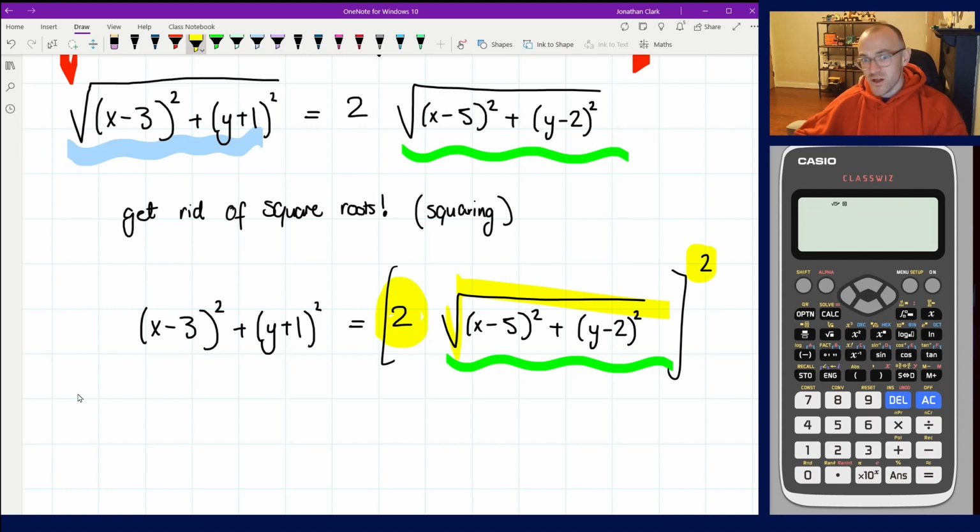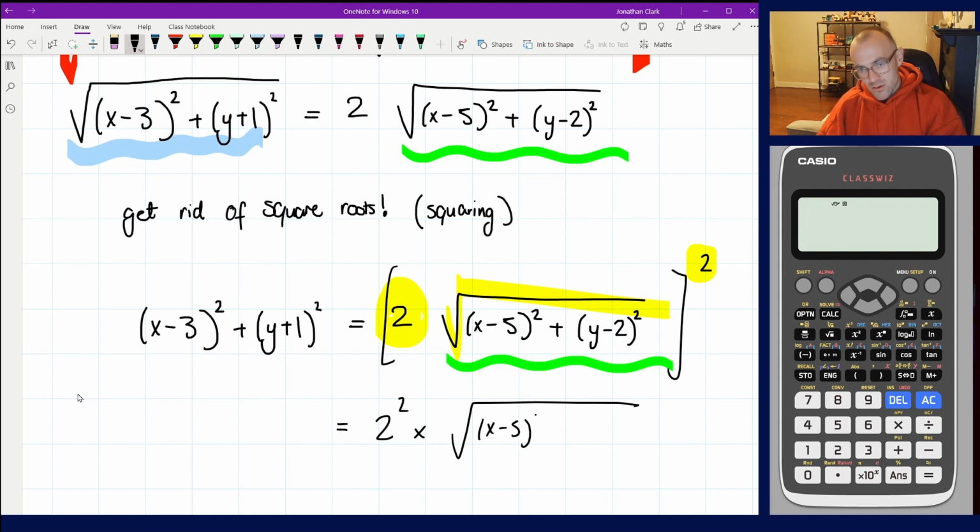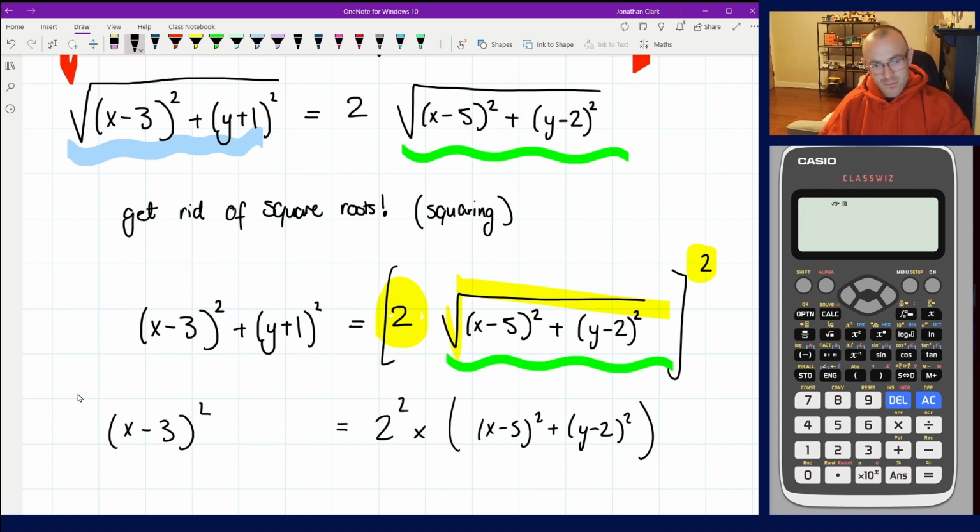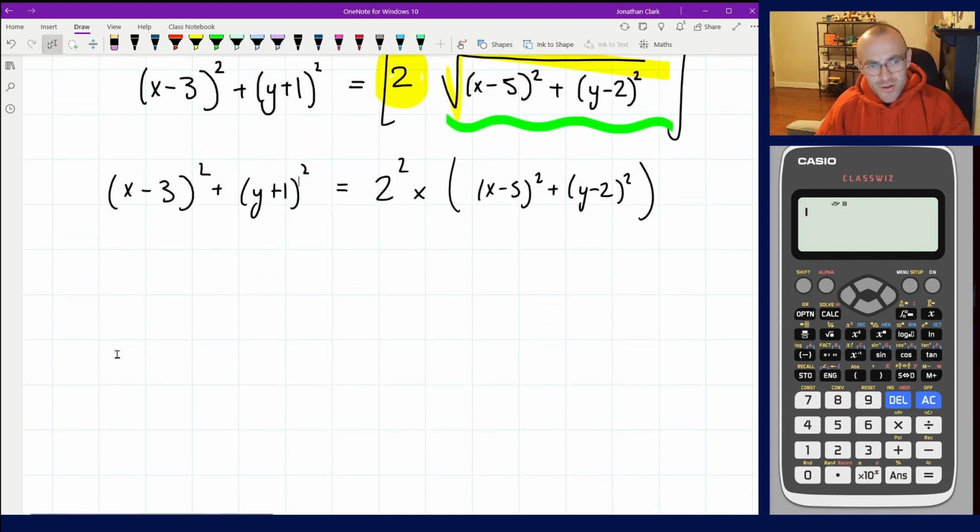There's also this 2. So what I'm going to need to do is distribute this power. So it's going to become 2 squared multiplied by this square root squared. Of course, the square root and the square cancel, leaving me with a statement something like that. So now I've got rid of all of the complex bits. I should be able to do some foiling and a lot of tidying up.